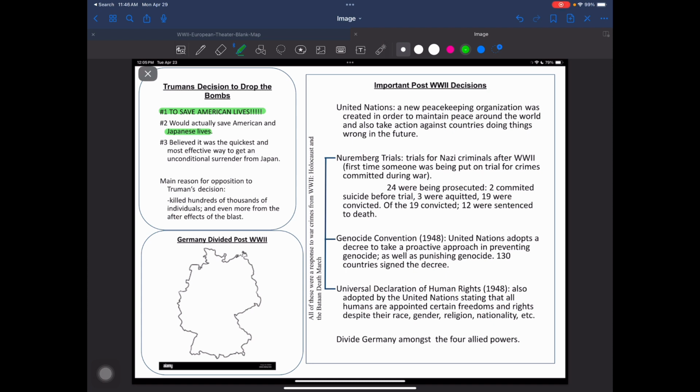And of course, he believed that this is the quickest way to get the surrender, that we would have had to fight tooth and nail through Japan. And again, he believed that we would have had to kill the majority of the country before they would have surrendered, which again connects to saving Japanese lives.